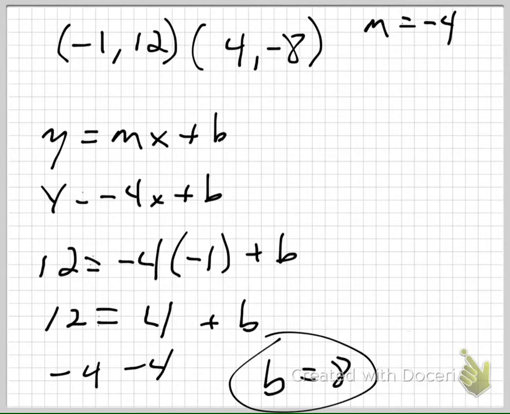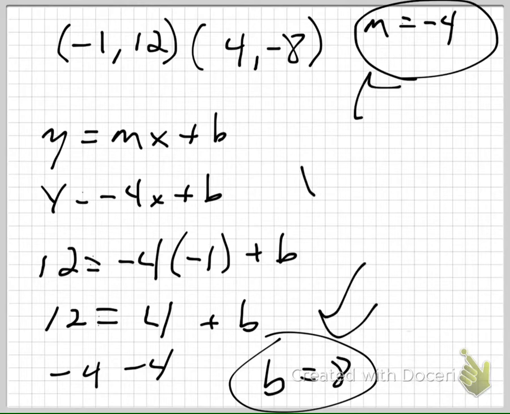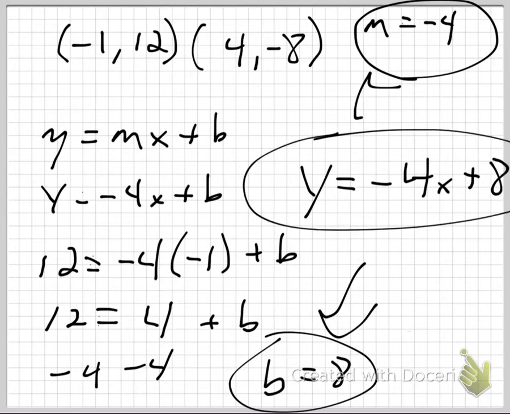Do I now have the two things I need? I have the slope, I have the y-intercept. Y equals negative 4x plus 8. How many of you got y equals negative 4x plus 8? Does it make sense? Is there any part of this that doesn't make sense? What did you do wrong? Negatives? You dropped them. I hate that. Make sense?